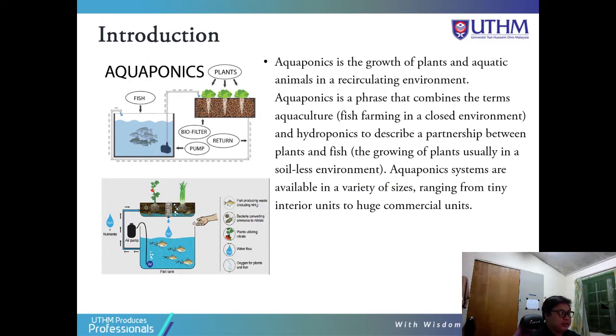So the introduction. Aquaponic is the growth of plants and aquatic animals in recirculating environments. Aquaponic is a phrase that combines the terms aquaculture and hydroponics to describe a partnership between plant and fish. Aquaponic systems are available in a variety of sizes, ranging from tiny interior units to huge commercial units. So basically, aquaponic is the relationship between fish and plants. The fish secretes ammonia, which then breaks down into nitrates and goes to the plant. Plants absorb the nitrates and provide fresh, clean water to the fish.